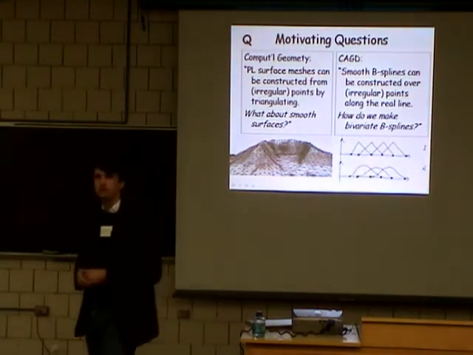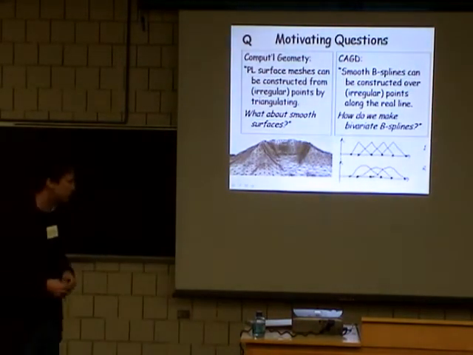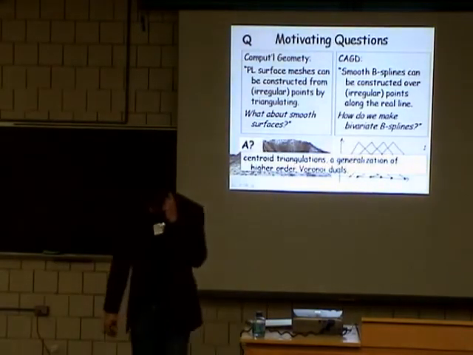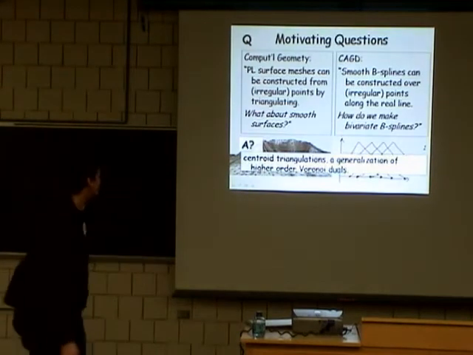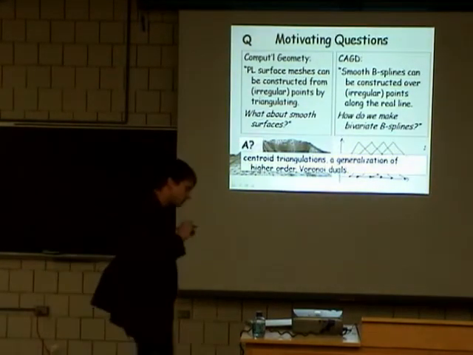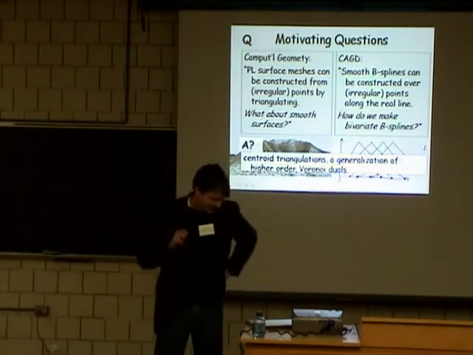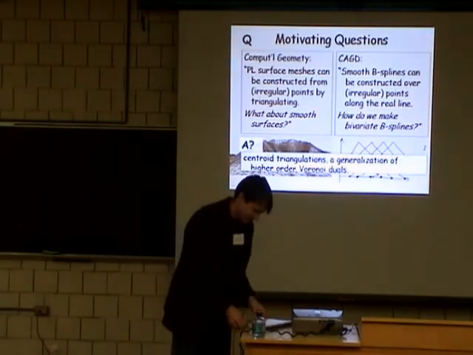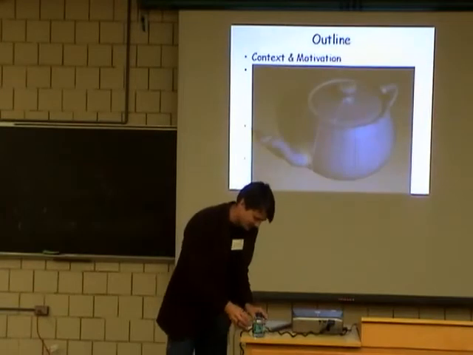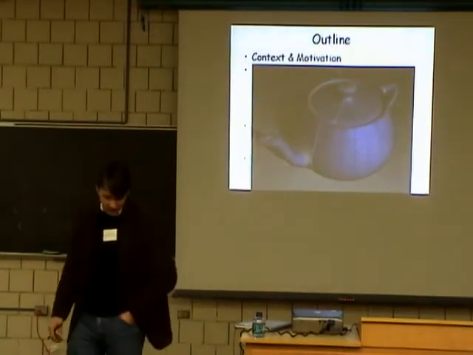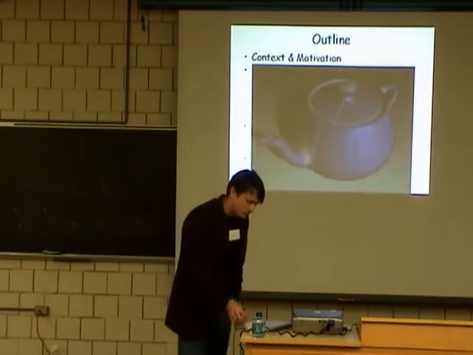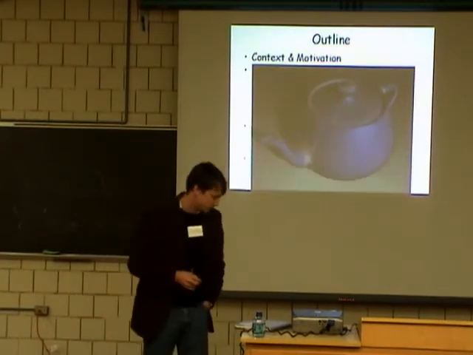How do you make bivariate splines? A bivariate version of B-splines. And a possible answer is centroid triangulations, which is a generalization of higher order Voronoi diagrams. And because enough people have mentioned Voronoi, I feel in some sense obligated to do so. So I'm going to say a little bit more about Voronoi. Actually, so here's, I've given you a lot of the context and most of the motivation.